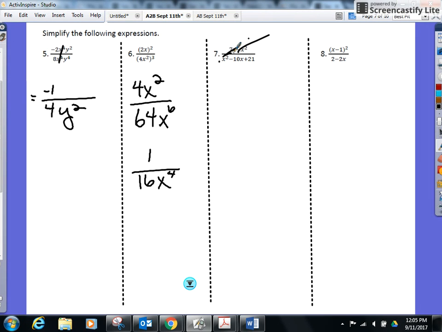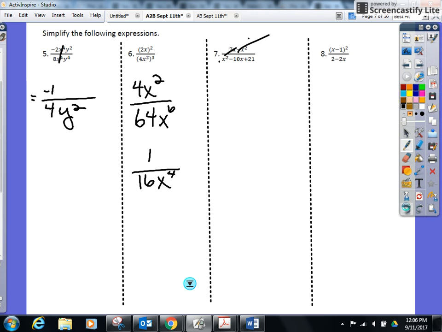Well, why could I cross them off here? Well, you tell me. What operation's going through everything here? What operation? There's no sign. Multiplication. Yes, you can cross out things that are being multiplied together, but not added and subtracted. Get off of it now. All right, I'm telling you right now. Questions about that? Don't start crossing out whatever you want if there's addition and subtraction between them.